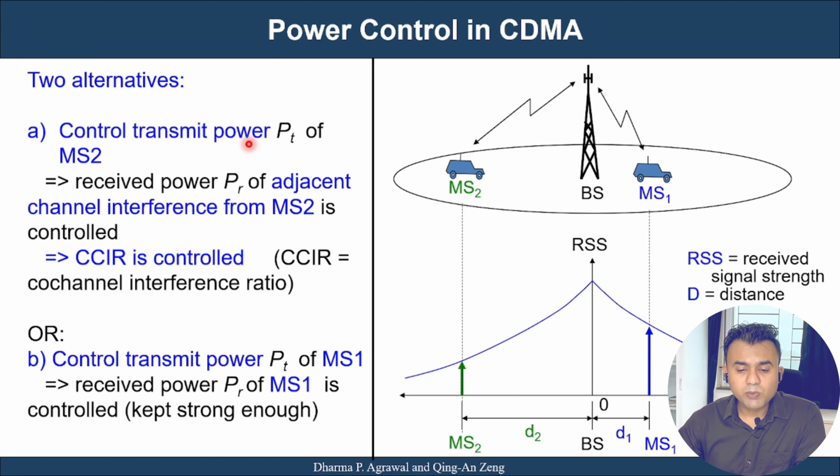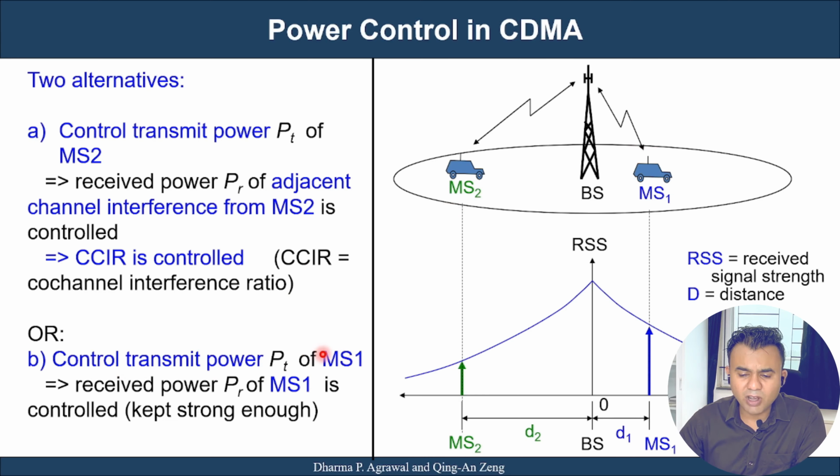Control the transmit power PT at mobile station 2, right? And the receive power PR of the adjacent channel interference from mobile station 2 is controlled. Now the CCIR, which you can call the co-channel interference ratio, is controlled by controlling the power. Whichever power we don't want to receive too much of, we can control at the transmitter side. That is one simple thing.